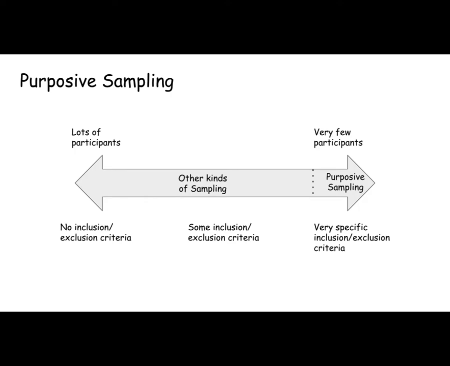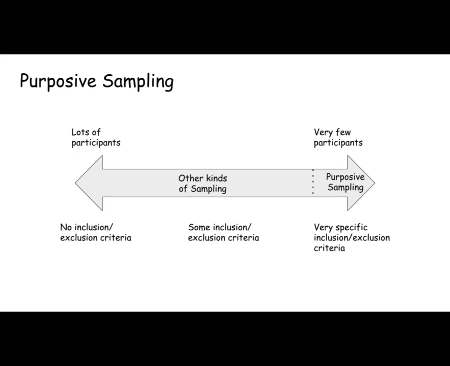Every sample, in a sense, is purposive. So in the general conversational use of the word purposive, every sample is purposive. You have some idea of who you want in your sample and you go out and recruit those people. In the research methods literature, purposive means something very specific. It means that you've got very specific inclusion-exclusion criteria and you go out and find those very specific people.